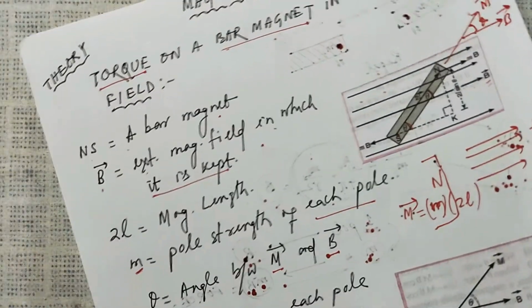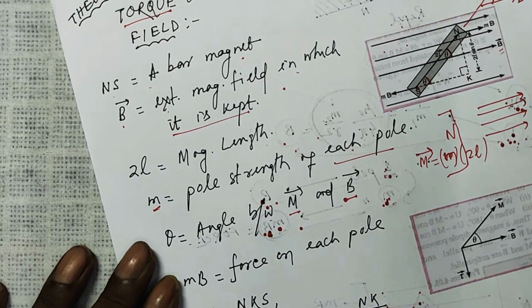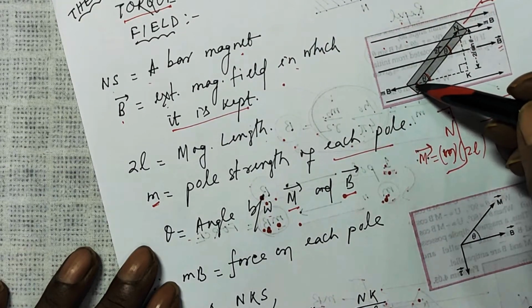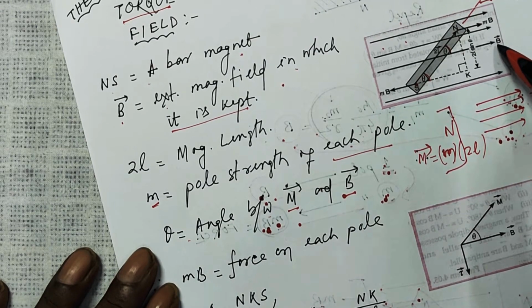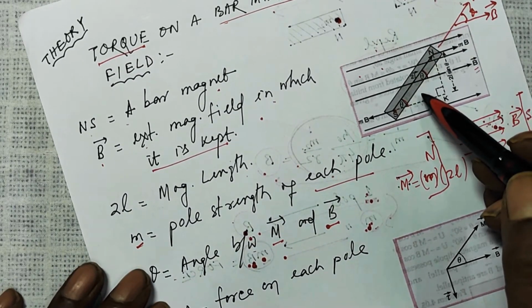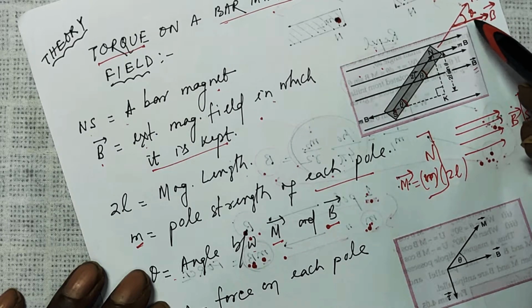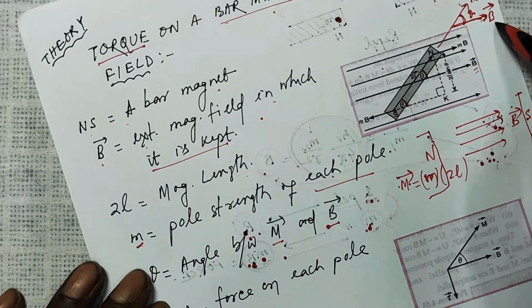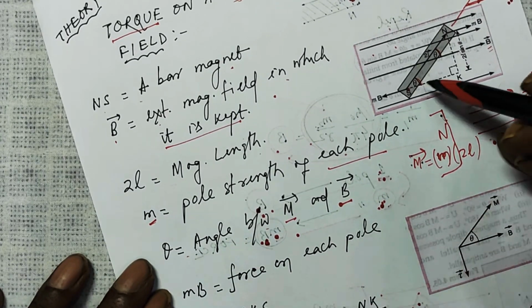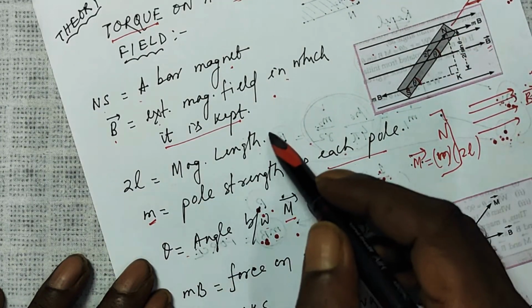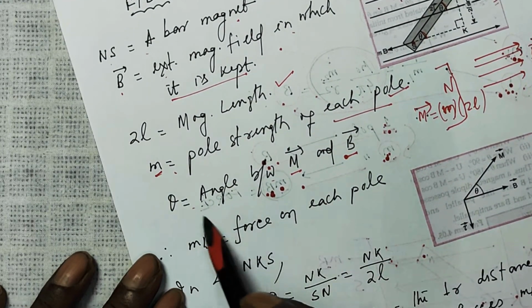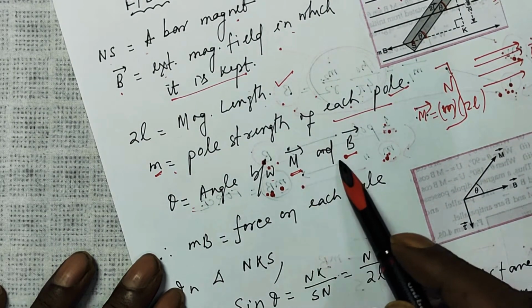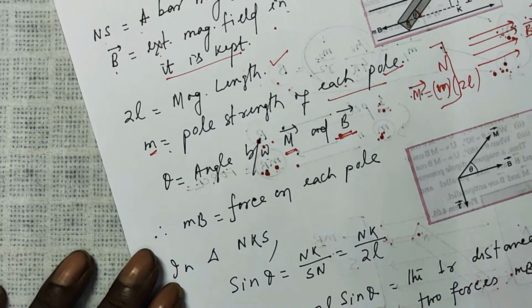So now come back. I just explained this: the bar magnet, south, north, the magnetic moment is to this side. This is the external uniform magnetic field in which this bar magnet is kept, so B is to this side. Theta is the angle between M and B, the magnetic moment and the external magnetic field. 2L, from here to here, is the length of the magnet. Small m is the pole strength of each pole.